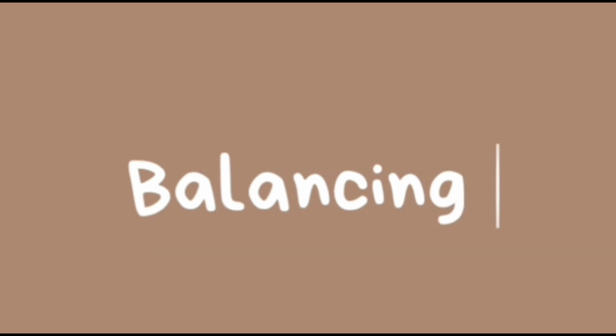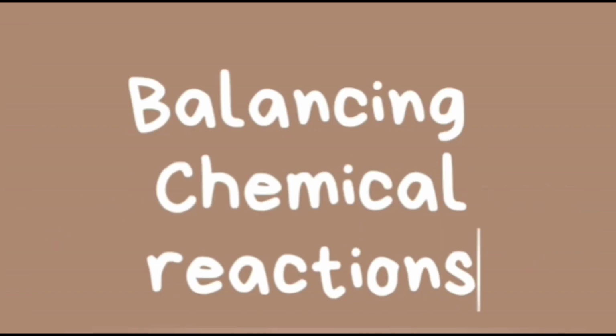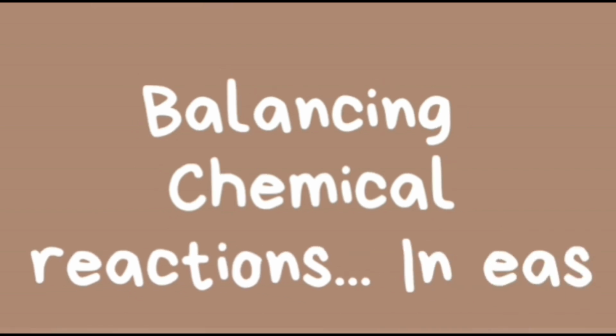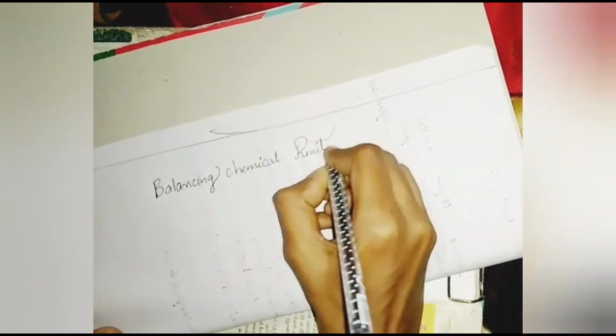Quickly jumping into today's section. Today's section is balancing chemical reactions with a very easy method, that is the ABCD method. Normally, a chemical reaction is a process in which some chemical substances react with each other to form new chemical substances under suitable conditions.